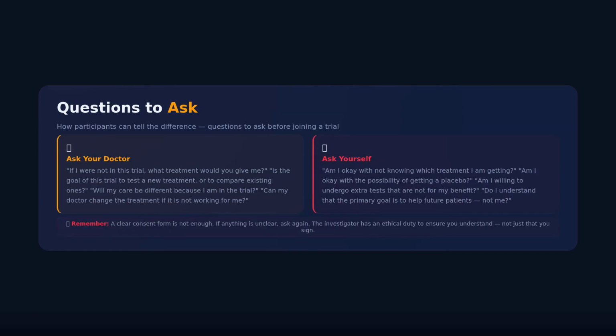Questions to ask. Ask your doctor, if I were not in this trial, what treatment would you give me? Is the goal to test a new treatment or compare existing ones? Can my doctor change the treatment if it is not working? Ask yourself, am I okay with not knowing which treatment I am getting? Am I okay with the possibility of placebo? A clear consent form is not enough. If anything is unclear, ask again.